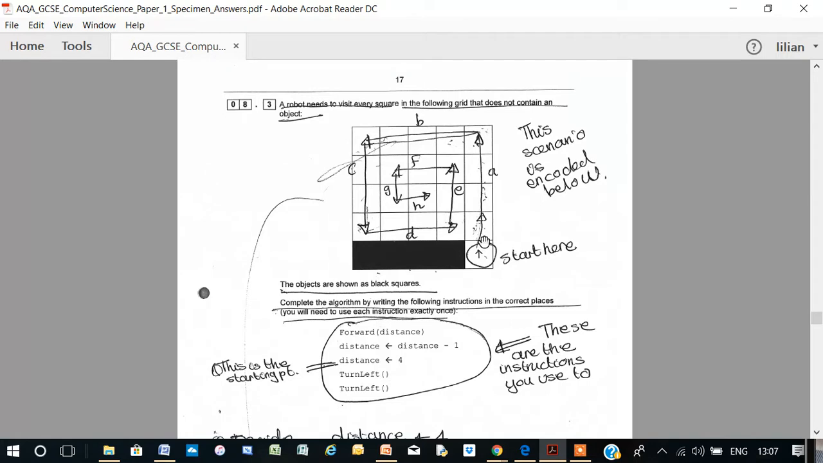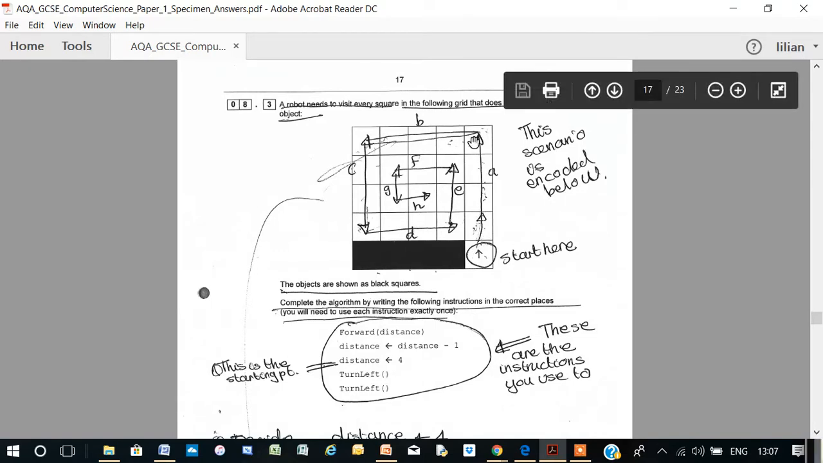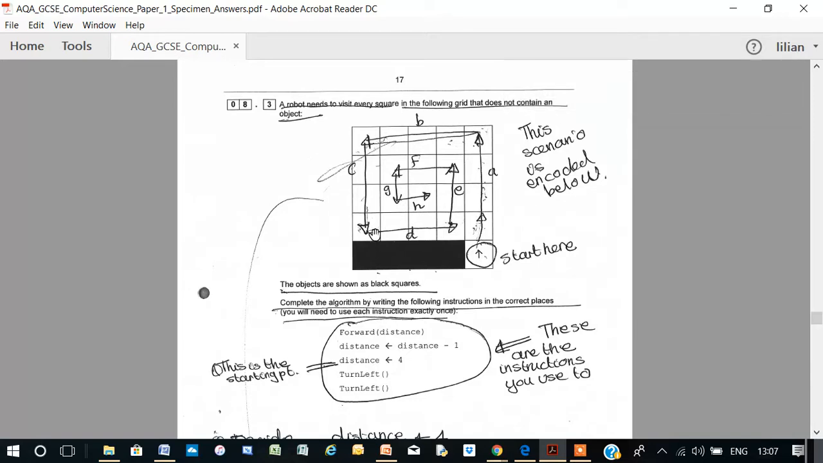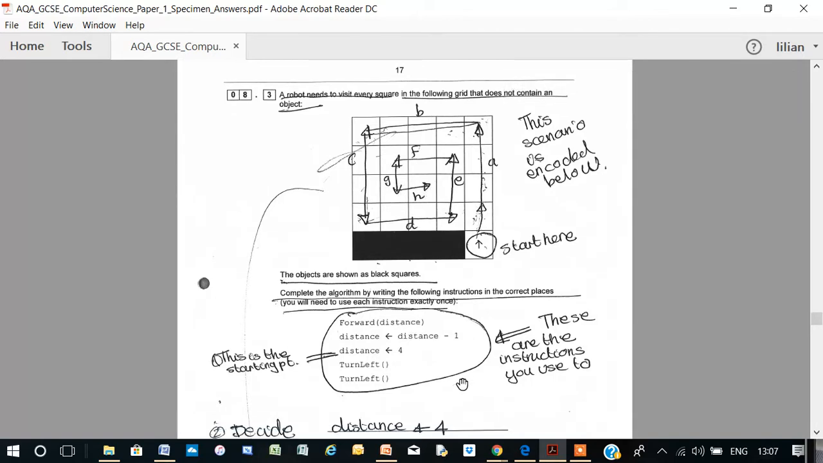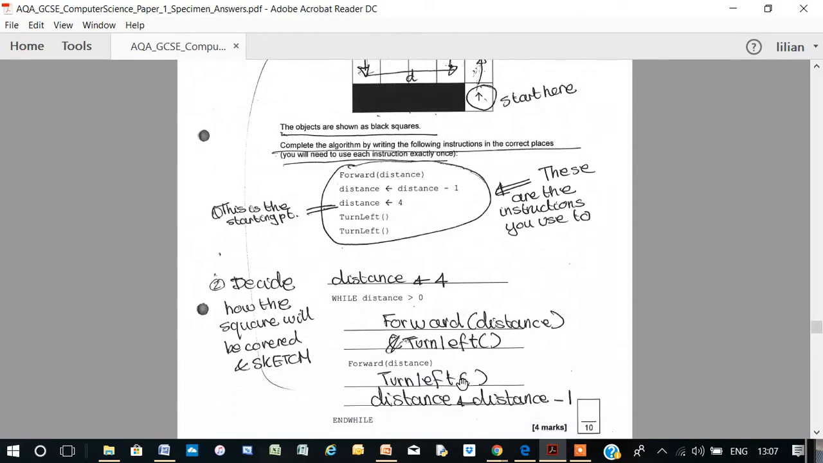It's good to sketch out what the robot could do. There are many paths, but let's just sketch one path out. So it could start here, go up 4, turn left, go 4 spaces, turn left again, go 4 spaces, turn left again, 3, turn left, 3, turn left, 2, turn left, 2, turn left, 1. So it's asked you to write an algorithm which will trace the path of the robot through the grid.